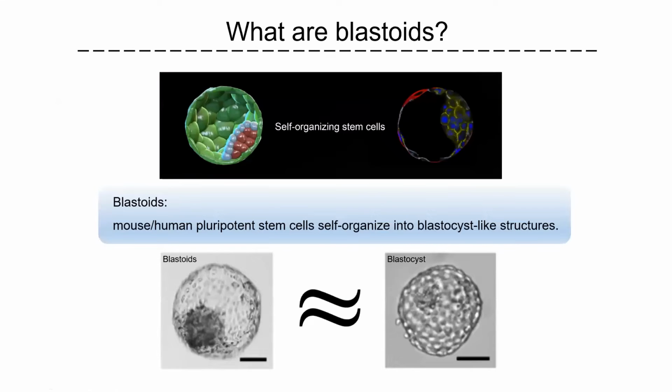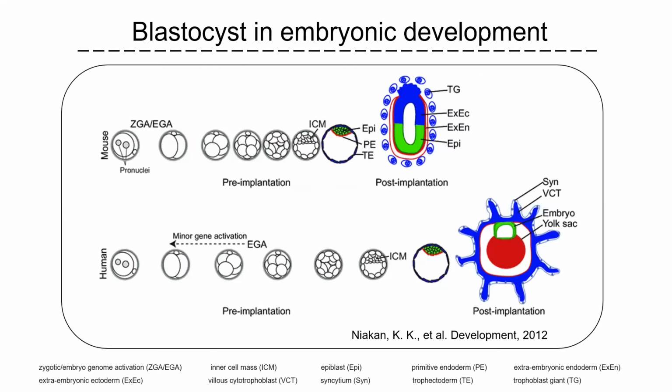Since we are talking about blastoids, what are blastoids? In general, blastoids are mouse or human pluripotent stem cells self-organized into blastocyst-like structures. Literally, a blastoid is an embryoid, a stem cell-based embryo model which morphologically, transcriptionally, and functionally resembles the early pre-implantation development. Now that there are so many similarities between blastoids and blastocysts, it's necessary to introduce some background about blastocysts.